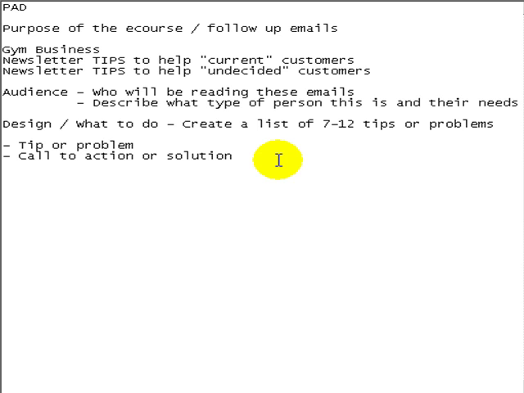Now, because I'm dealing with a gym business, and as I told you earlier, there's many segments and different types of people with different needs. But I'm not going to audience just yet. I just want to know what I want to do with the newsletter. Or, I mean, what does the client or the gym business owner want to do with the autoresponder?